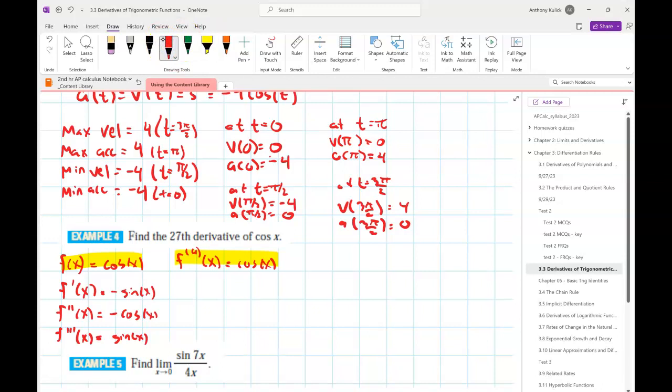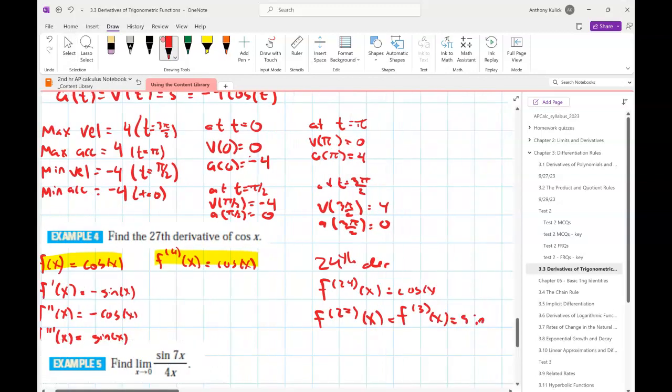So what I'm looking at here is the 24th derivative. What's that got to be then? Yeah, just going to be cosine again. So the 27th derivative should be the same as the third derivative. So it should just be sine. Done.